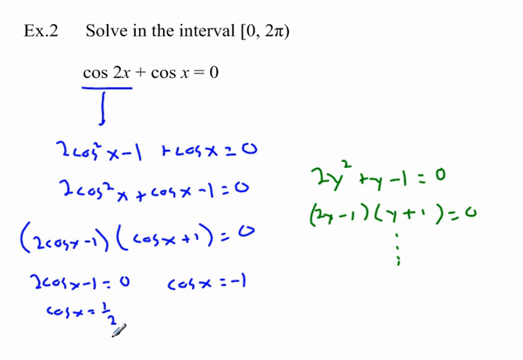So looking on our unit circle, from this first equation here, x could be pi over 3. It could also be 5 pi over 3. And from the second equation, we get x could be pi. So we have 3 possible solutions to this equation.